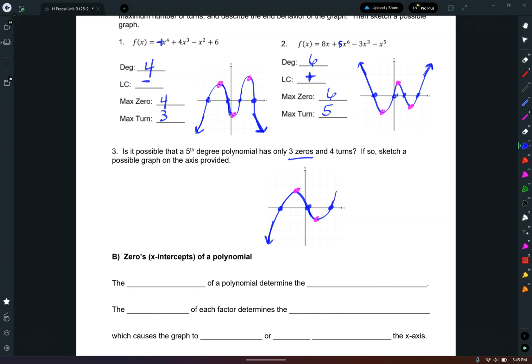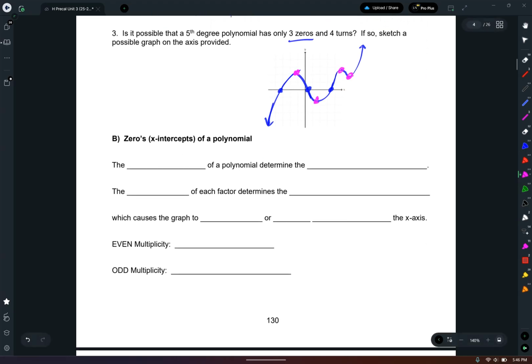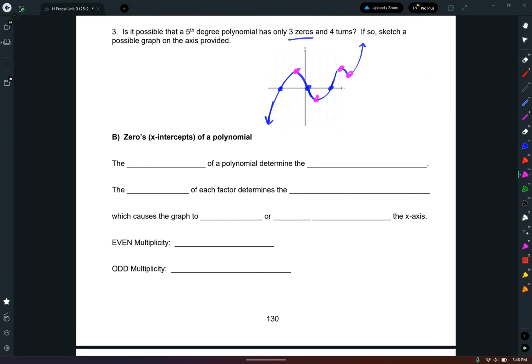What if I come up, and what if I have a turn, but I don't come all the way down before I head back up? Do you see in this case, now there are 1, 2, 3, 4 turns, even though there were only 3 zeros. Okay? So let's talk a little bit more about the zeros or the x-intercepts. Again, this is still a review. You would have done this last year in Algebra 2.